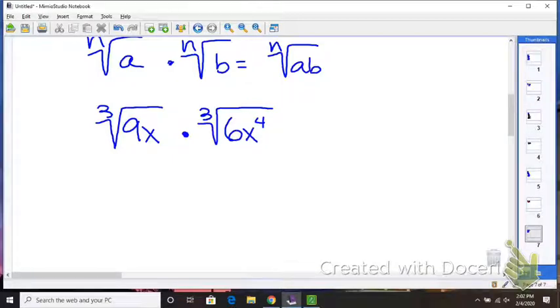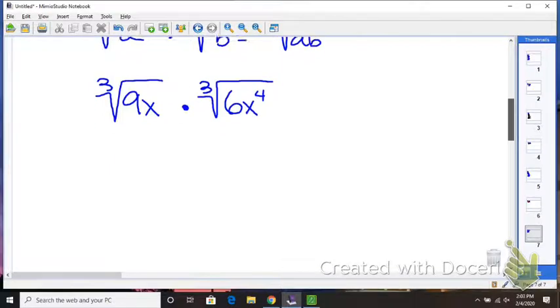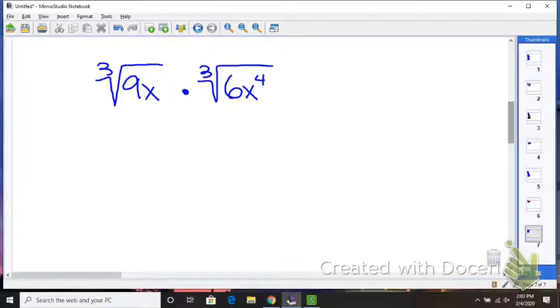So, first question you ask yourself is, do you have the same roots? The answer is yes. It's the third root, and we're having to retrain our brain to be the third root. If you have the same root, then you just multiply the number parts together. They're both in the radical.